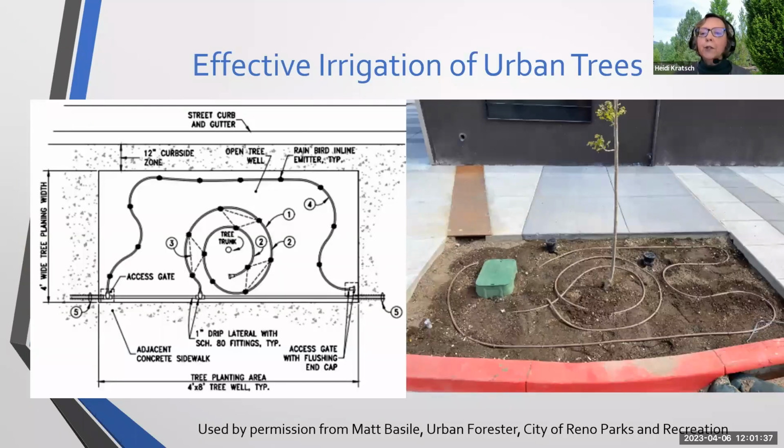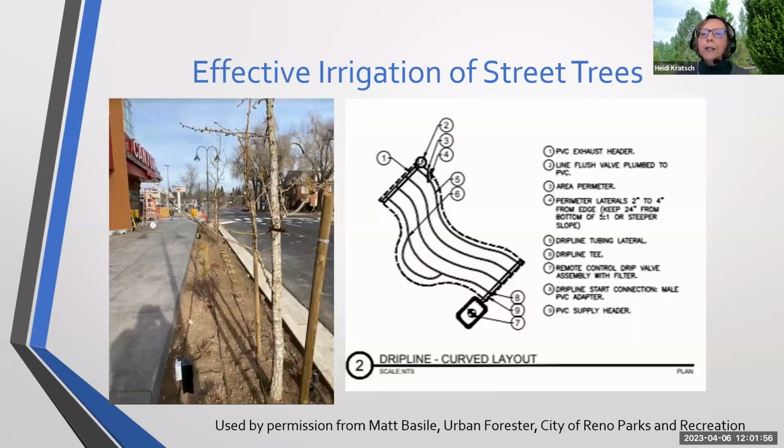Here's another example. This is a tree planted in a 4-foot by 8-foot wide tree well. On the left is the schematic for that irrigation design. As this tree grows, because it's got a nice efficient system, it should be better able to maintain a canopy that provides shade to pedestrians and any parked vehicles. And finally, here's an example of trees in a narrow parking strip with 4 parallel lines of irrigation tubing. So trees that are in what would normally be a very stressful situation are a little bit less stressed now because they've got an effective irrigation system.